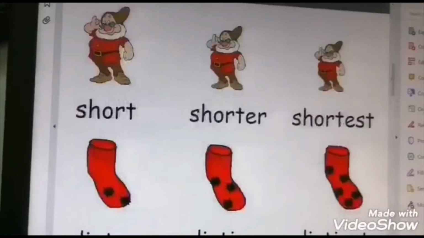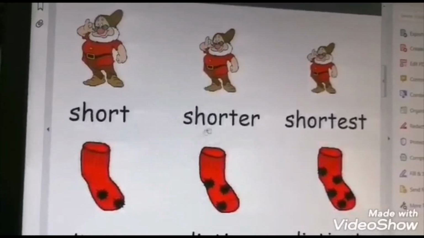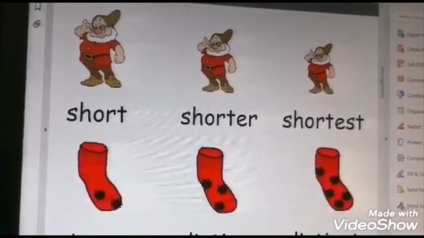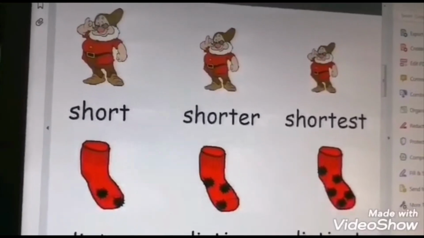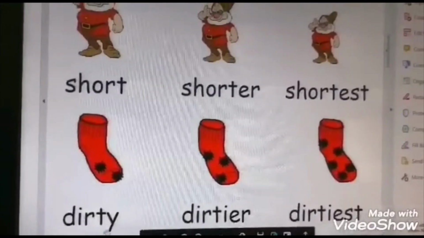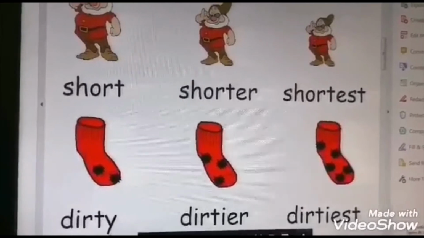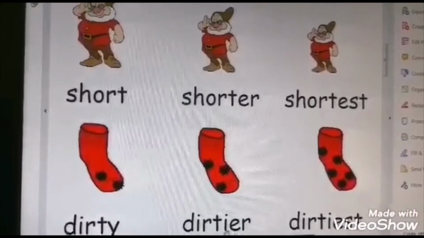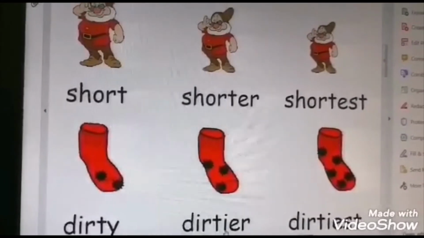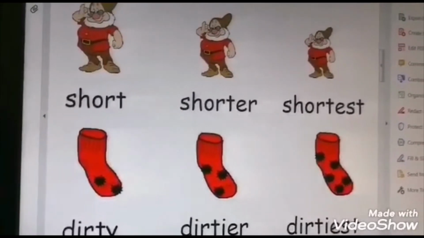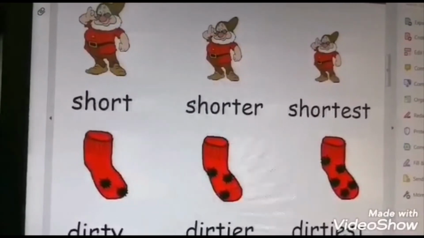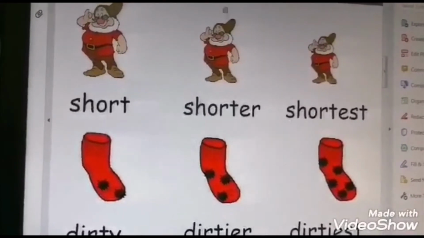Look at the next one. Short, shorter, shortest. Dirty. So do you remember? If the adjective is ending with Y, what will we do? We will drop the Y and add I, then ER to make comparatives. And if we have superlative, what will we do? We will add EST.